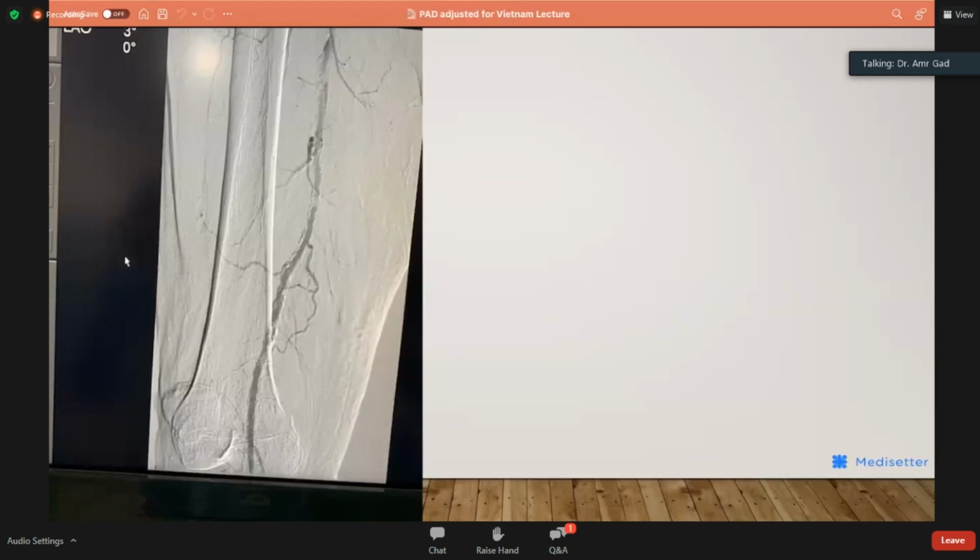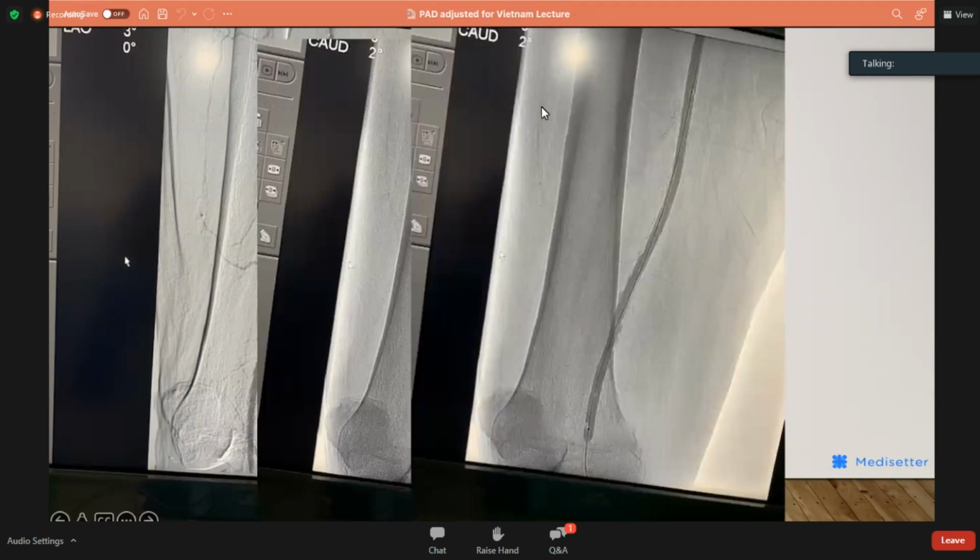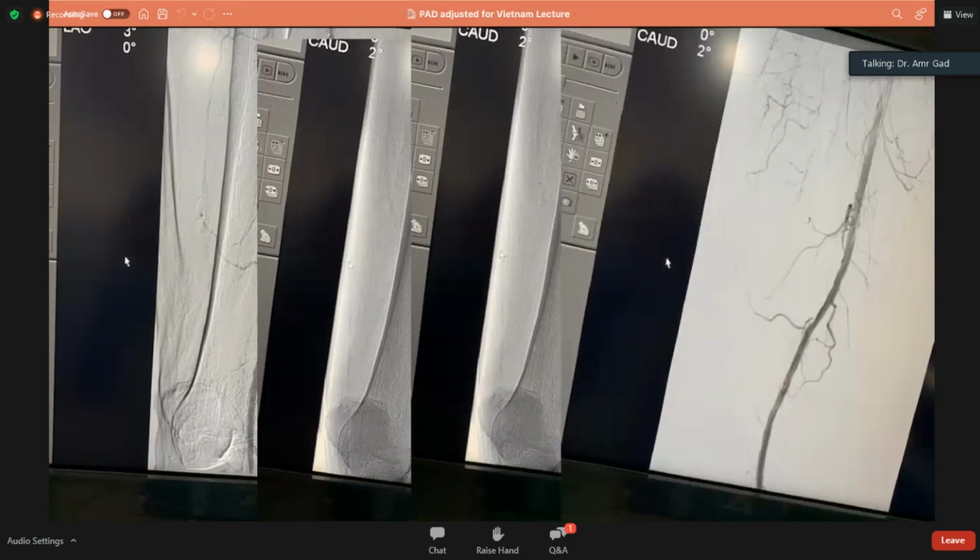Another picture, I'll go quickly. The artery is very diseased. The superficial femoral artery is very diseased. I passed the wire, then over it, the tip of the balloon is appearing here. Balloon inflated, very long balloon. Its marks are here and there. A very long balloon to inflate all the diseased artery. And then this is a completion angiography after we finished balloon angioplasty.